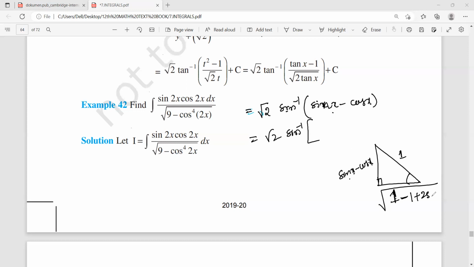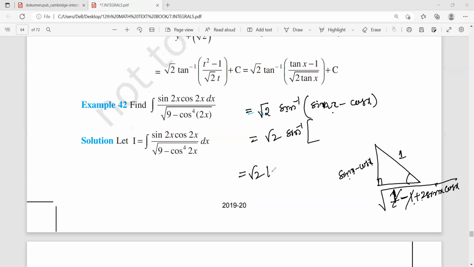1 plus 2 sin x cos x. This square minus this square. Minus this square means what? Sin square x plus cos square x plus 2 sin x cos x. Sorry, plus 2. Okay. Now I have to change to tan inverse.